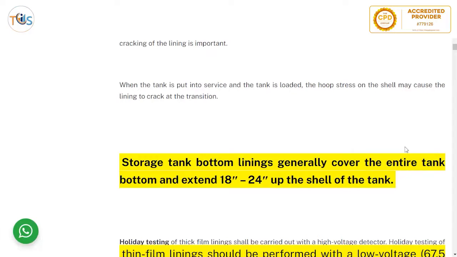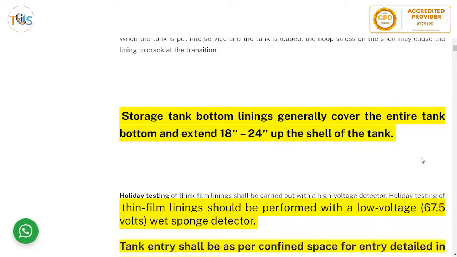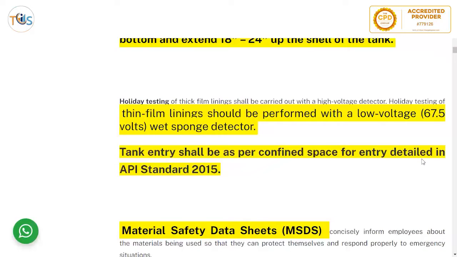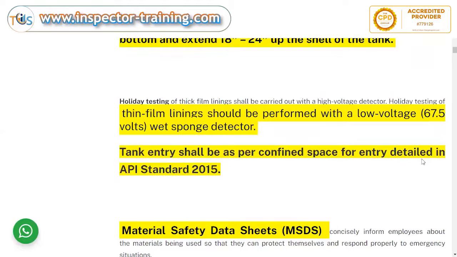Storage tank bottom linings generally cover the entire tank bottom and extend 18 inch to 24 inch up the shell of the tank. This can be a potential exam question. How far do you extend it on the shell from the tank bottom lining?